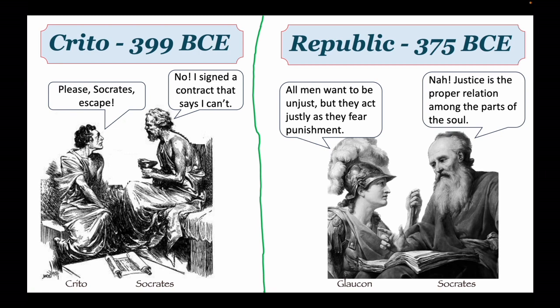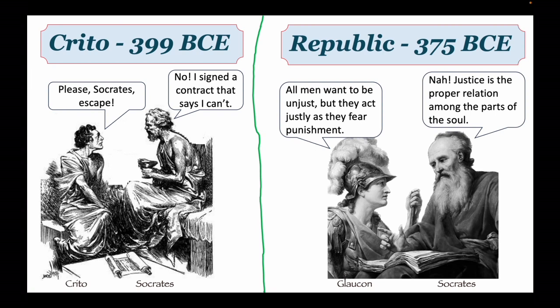In the Crito, or Crito, whichever way you want to pronounce it, which it is believed was written or published in 399 BCE, we learn that Socrates is in his prison cell awaiting execution, because we previously learned from the Apology that he's accused of corrupting young Athenians. So he's put in jail and given capital punishment.